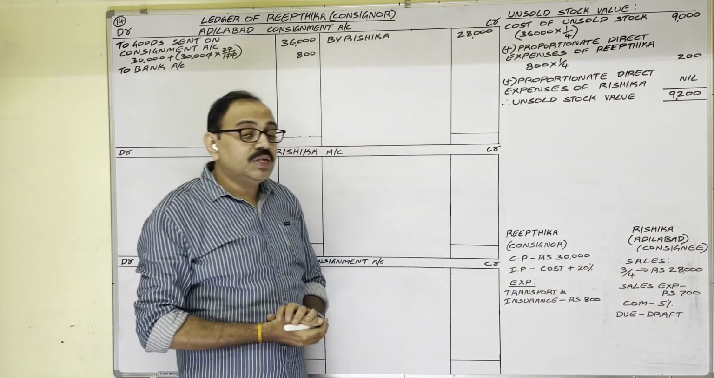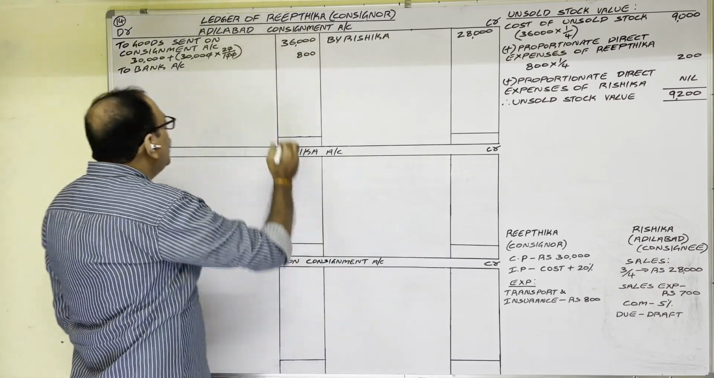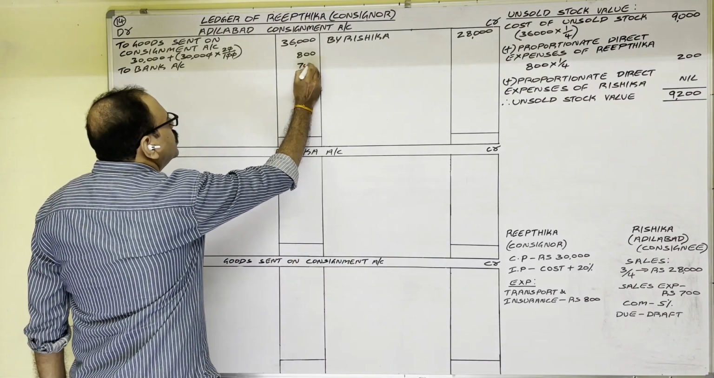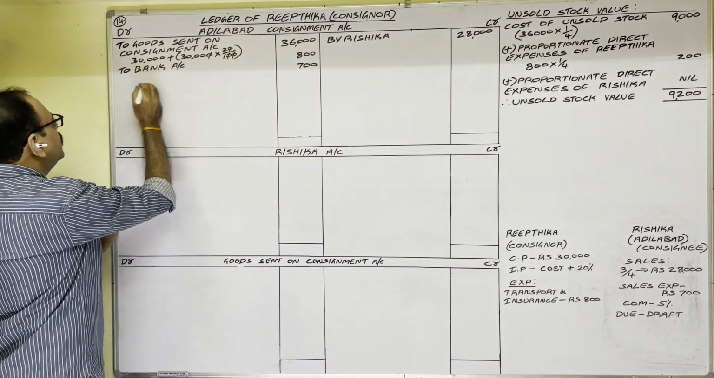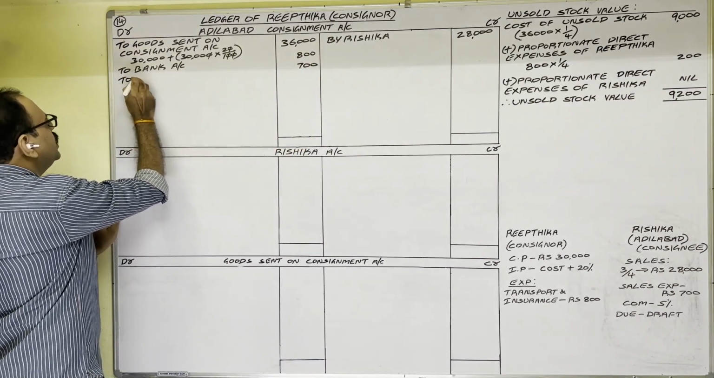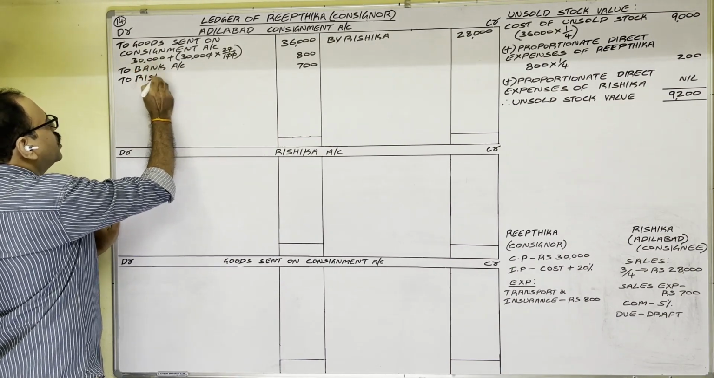For consignment business, this is expenditure. Expenditure means debit side now. 700 rupees. For consignor expenses 800, we wrote a bank word. But for consignee's expenses, consignee's name we have to write to Rishika account.